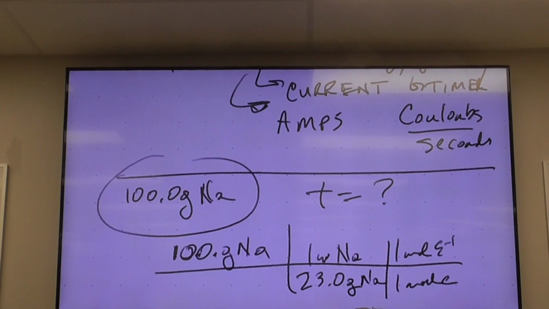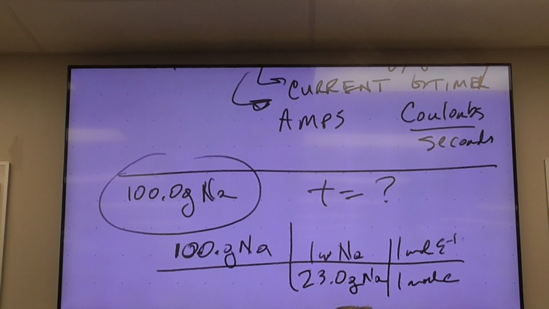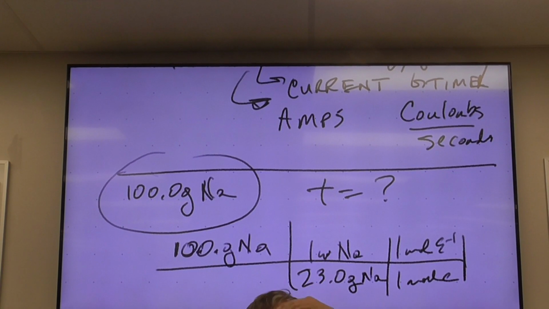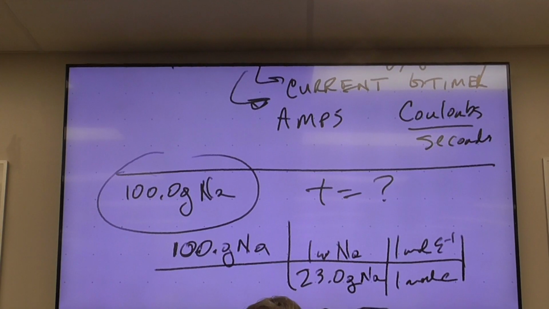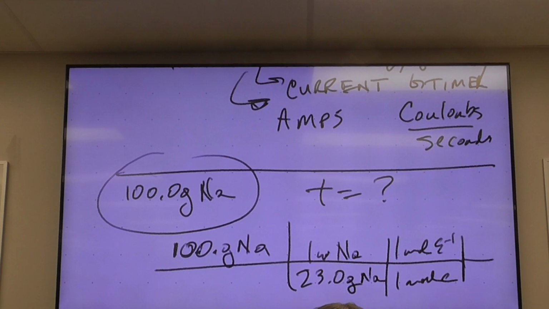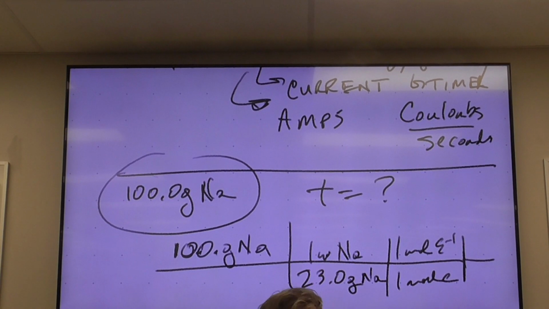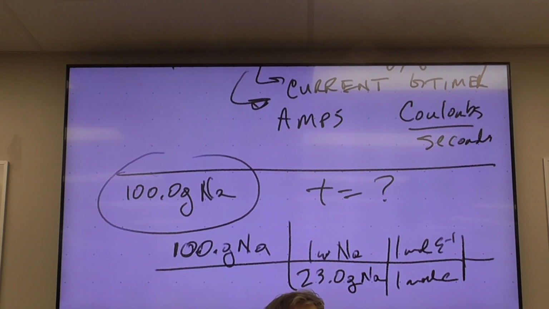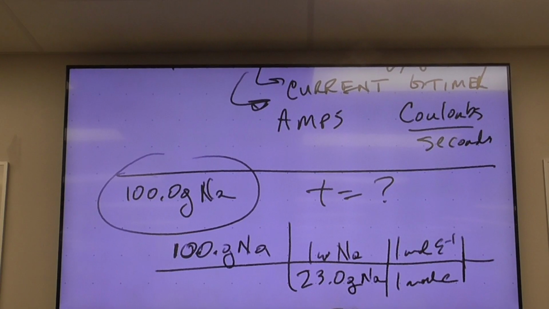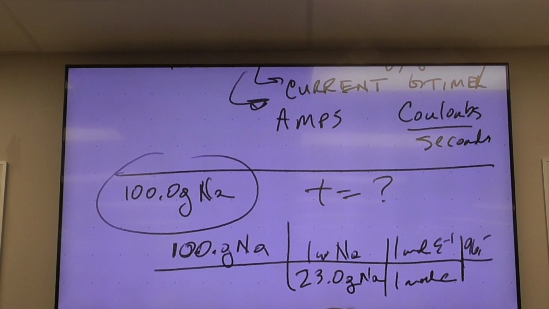Now, Faraday's constant. Somebody said it, Faraday's constant. What's Faraday's constant? 96,485, or 96,500 coulombs per mole of electrons.